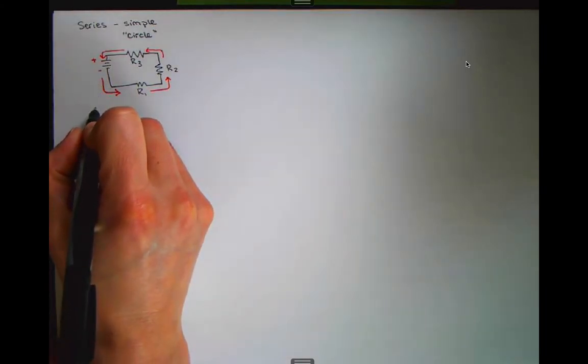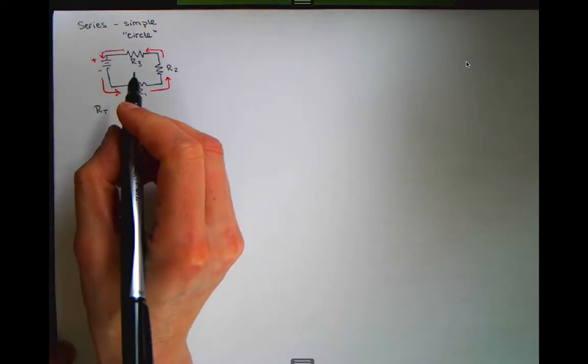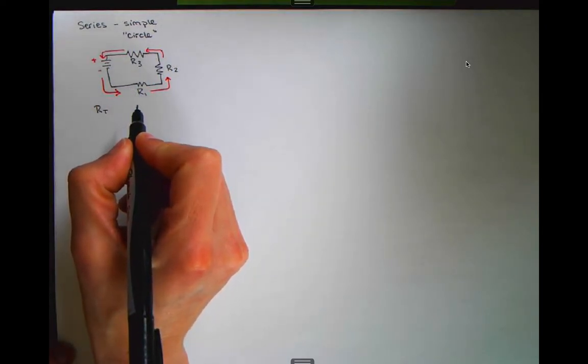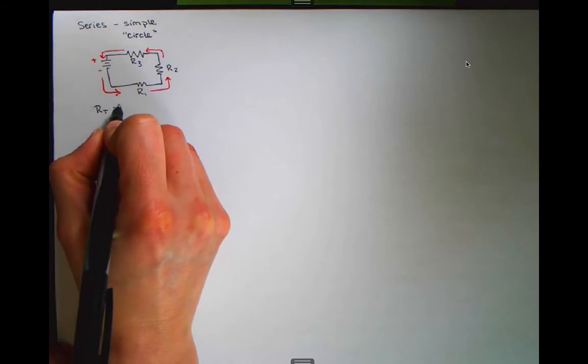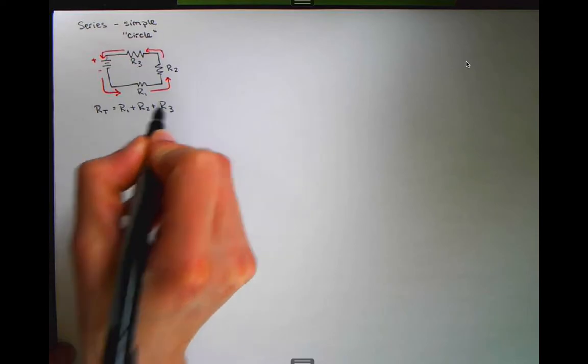So in a case like this, my total resistance, the total resistance that every electron is going to feel, is going to be the sum of all of the resistors. So this will be R1 plus R2 plus R3.